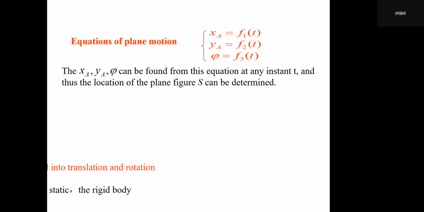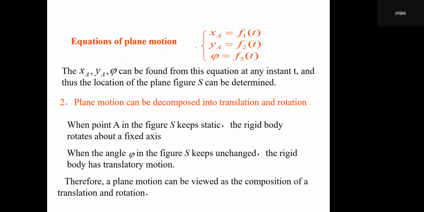So our equation of a plane motion can be written like this. XA will equal function f1(t), so it is a function of time t. And YA is another function f2(t). And the rotation angle will be f3(t). So actually we can divide this into two parts. This part means translation. And this part actually is the rotation equation, rotation.